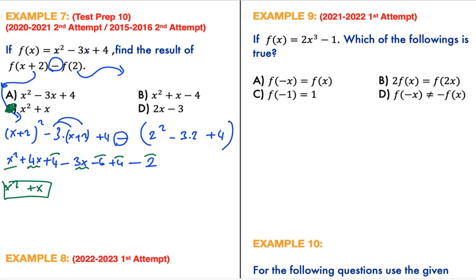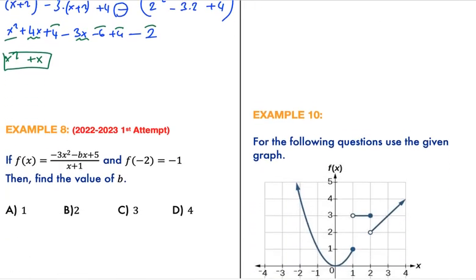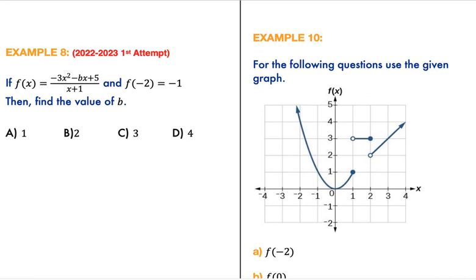Okay, let's continue with another ministry exam question. 2023 first attempt ministry question. It gives us the value of f of minus 2. This is given. What is asked? Find the value of b. What is b? b is the coefficient of x in the given function.